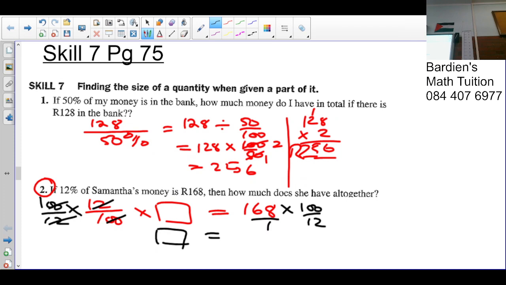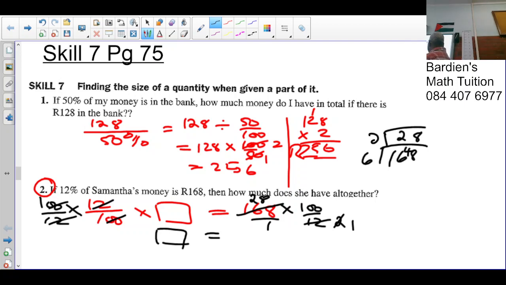Now, here, 6 goes into 12 twice. 6 goes into 168. 6 goes into 16: 6, 12, 18, so it's twice, carry 4. 6 goes into 48, 8 times, not so? So it's going to be 28. But 2 goes into 28, 14 times.